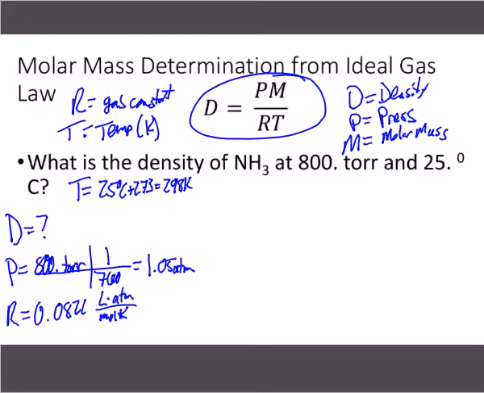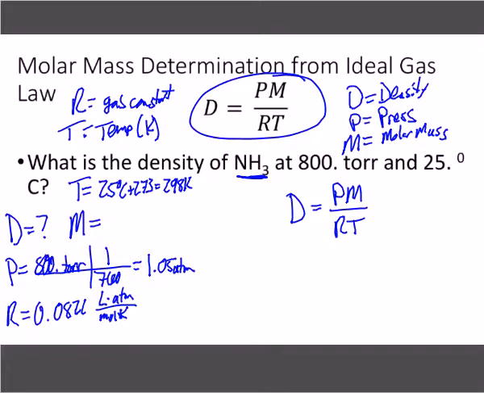The formula. Okay, so I've got the formula D equals P capital M over RT. Do I have everything I need in that formula? Yes, how, Alex? We take the compound and find its molar mass. Absolutely, guys. We're going to find the molar mass because we are given the compound right here as NH3.